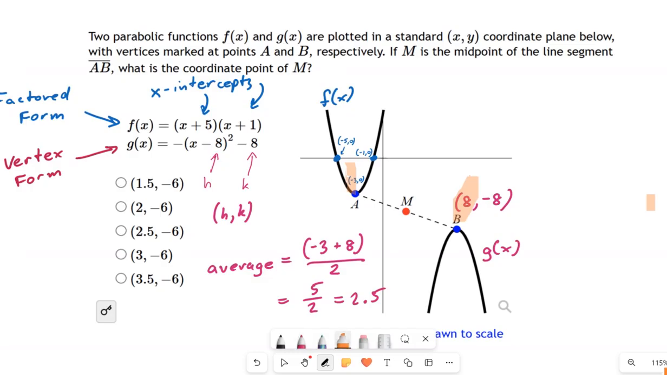Okay, and you'll see there's only one of these answers that fits that idea. So in terms of what are the big ideas of this problem, one big idea is knowing that the midpoint is halfway in between A and B. And the other big idea is how to find the locations of A and B exactly, using those forms that were given right here for factored and vertex.